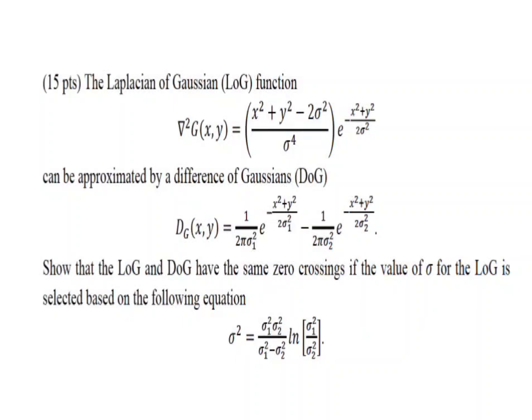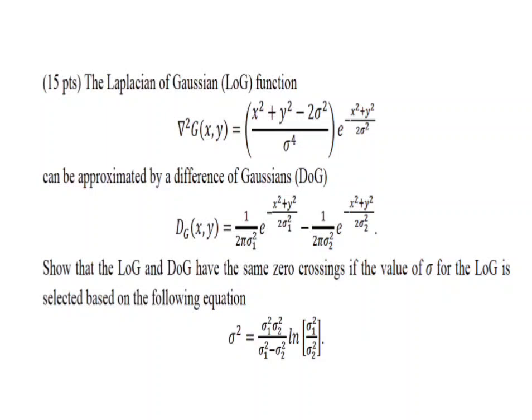Marr and Hildreth noted that it is possible to approximate the LoG filter by the difference of Gaussians. That is, the Laplacian of Gaussian (LoG) function is given by del square g of x comma y is equal to (x square plus y square minus 2 sigma square) upon sigma raised to 4, times e raised to minus (x square plus y square) upon 2 sigma square. We have seen this equation before.